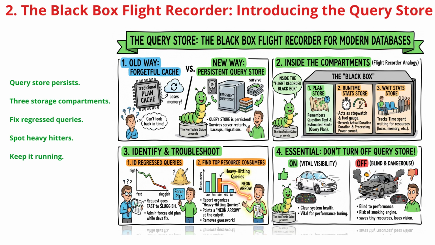It features 3 vital compartments: the plan store to remember the route, the runtime stats store to track speed and fuel, and the wait stats store. Now, you can easily rescue sluggish regressed queries and pinpoint massive resource hogs instantly. Remember, never turn the Query Store off. It is exactly like turning off your car's dashboard to save battery while the engine starts smoking.